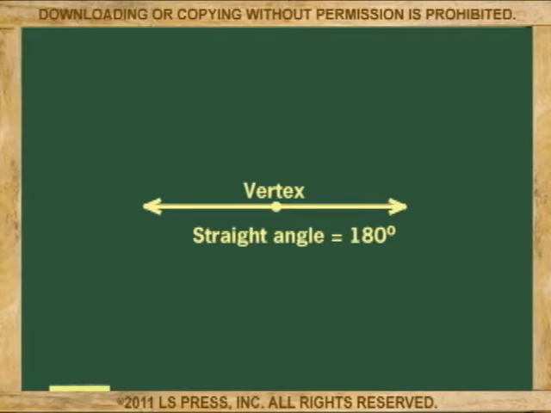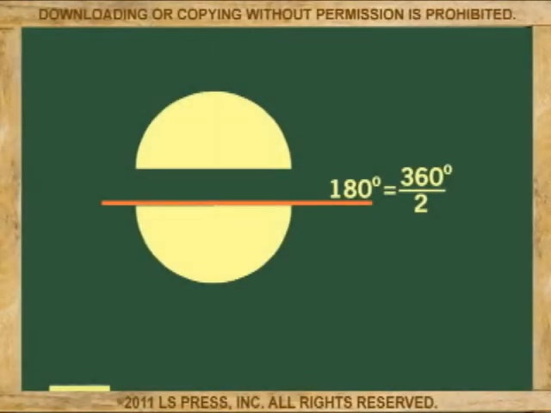Remember that a straight angle comes from slicing a circle in two. Since a circle has 360 degrees, then half of the circle is 180 degrees.